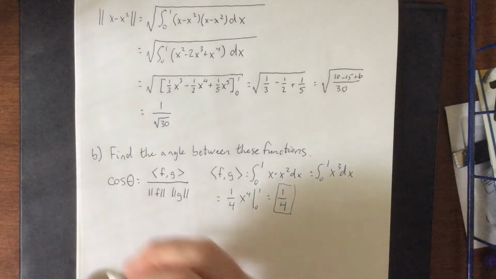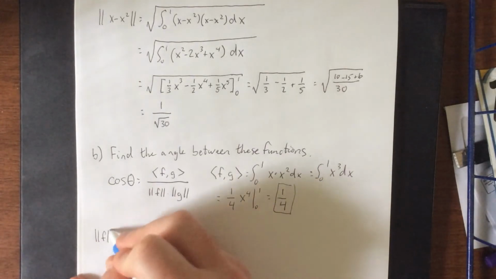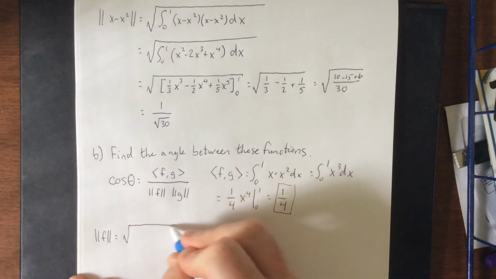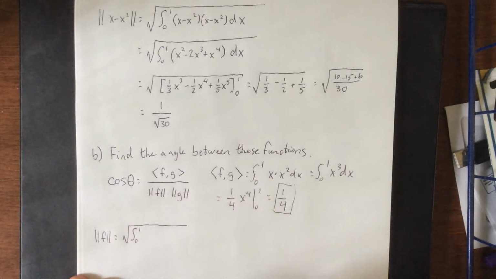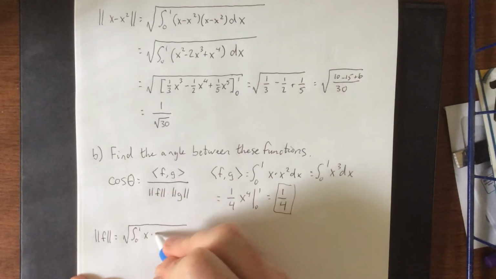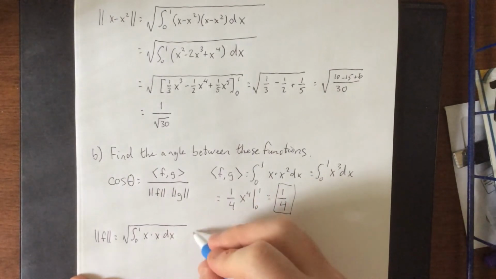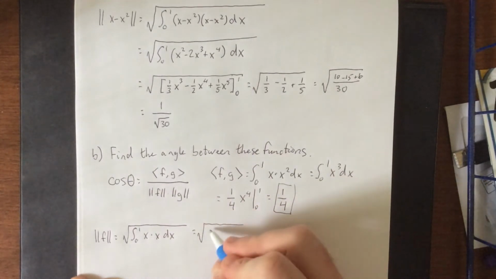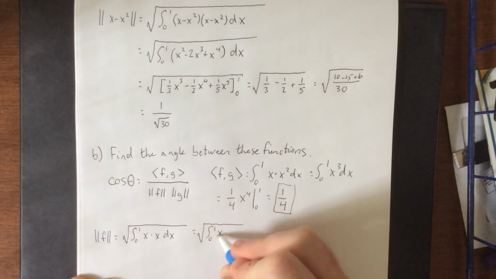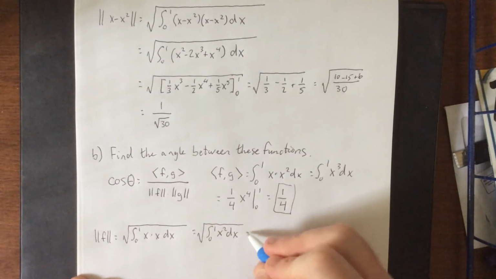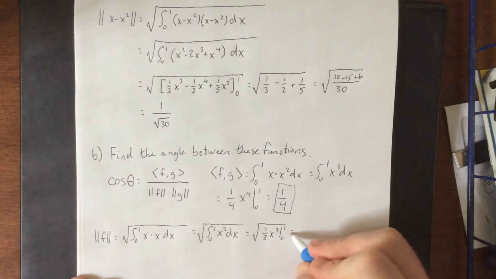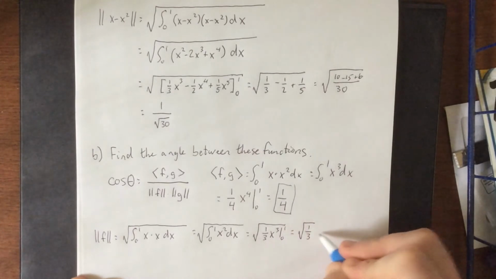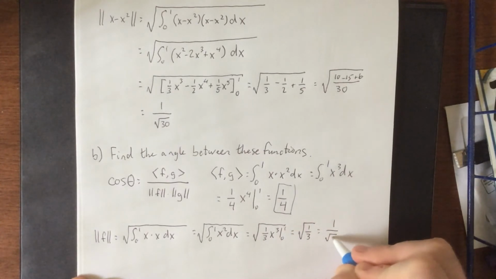And as far as magnitudes are concerned, the magnitude of f is going to be equal to the square root of the definite integral from 0 to 1 of f times f. That'll be x times x dx. So again, the square root of the definite integral from 0 to 1 of x squared dx. Taking this definite integral, we'll get 1/3 x cubed going from 0 to 1, which will give us the square root of 1/3, or 1 over the square root of 3.